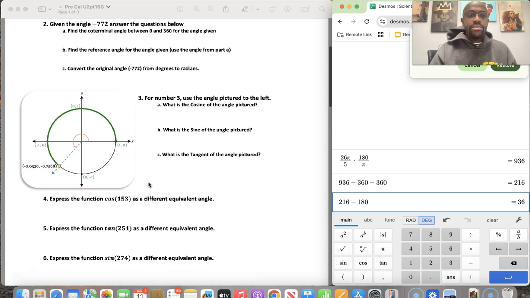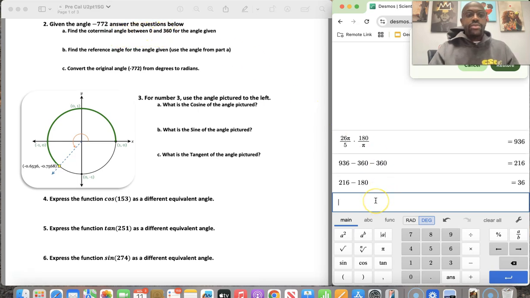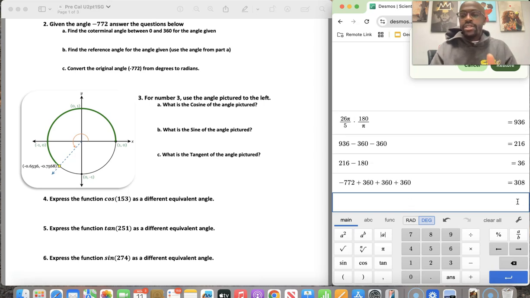So now let's go ahead and look at number 2. Given the angle negative 772, answer the questions below. Find the coterminal angle between 0 and 360. So now here we have negative 772, which is less than 0. So we're going to have to keep adding 360 to get in our strike zone. Now we added it twice and we got negative 52. That's not in our strike zone because it specifies between 0 and positive 360. So I have to add 360 one more time. So my answer is going to be 308 degrees.